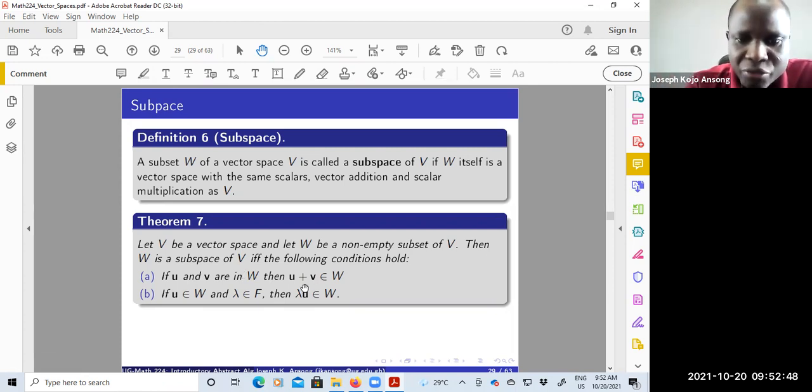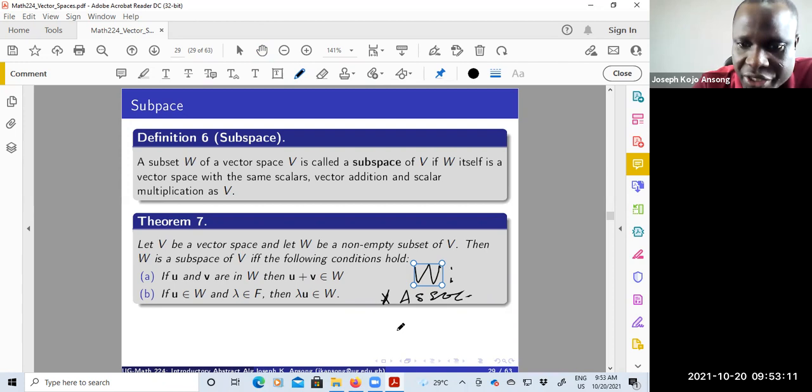To prove that W is actually a subspace, we have to prove that it is a vector space. If you remember, that means we must show that it is an abelian group. For it to be an abelian group, there has to be associativity with respect to addition. We need an identity element; in this case, 0 must also be in W. If I take any element u in W, there has to be an additive inverse: negative u must also be an element of W.